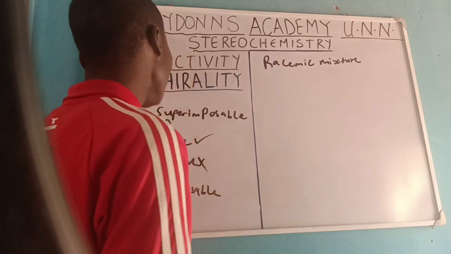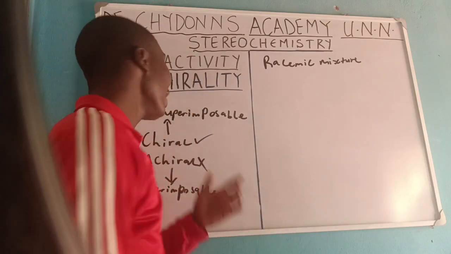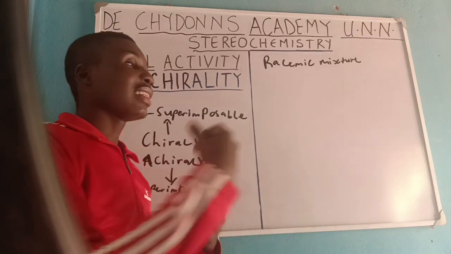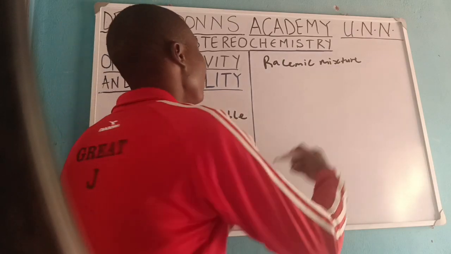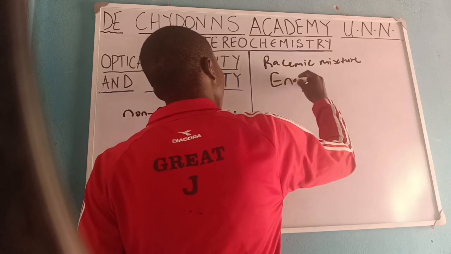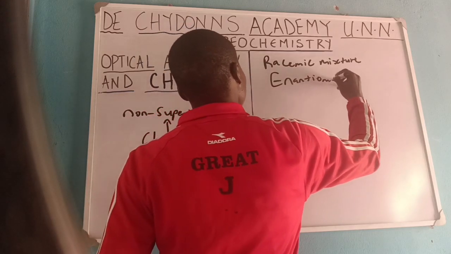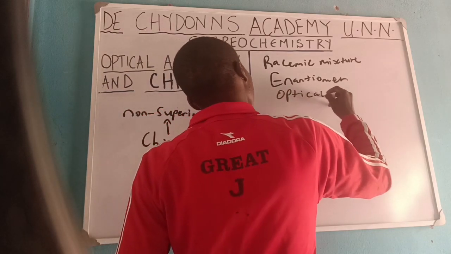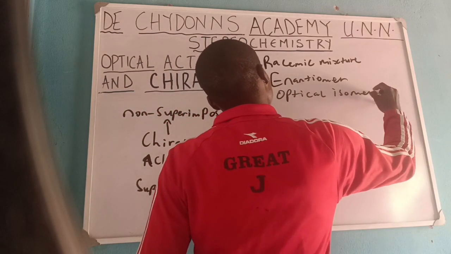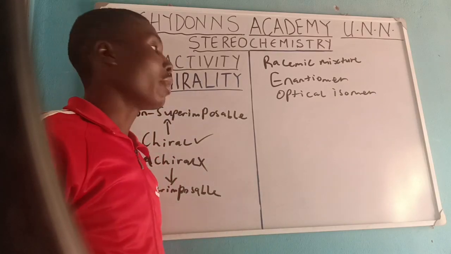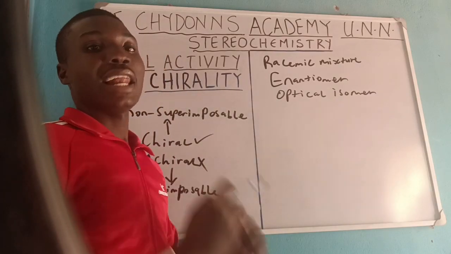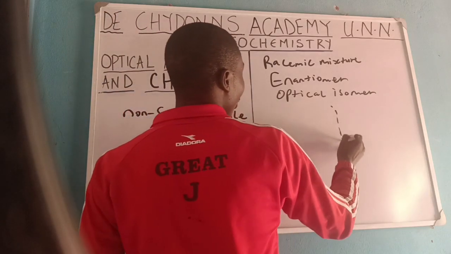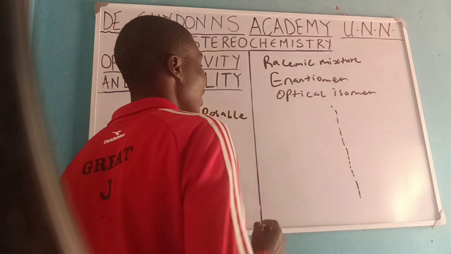Another important piece of information, like I mentioned before, is that the mirror image of one compound that is not superimposable on the other compound is referred to as an enantiomer. You could also call it an optical isomer. So I'm going to be giving an example with lactic acid, and then I'll show you exactly what we're talking about. So let's draw the structure of lactic acid.